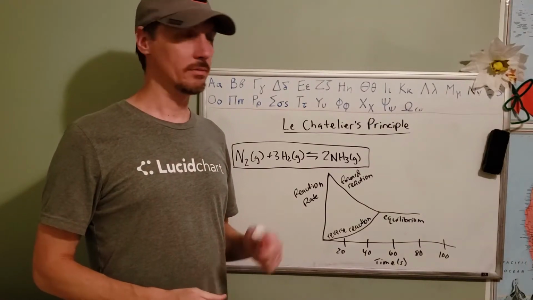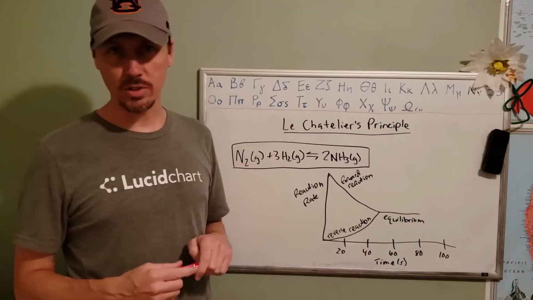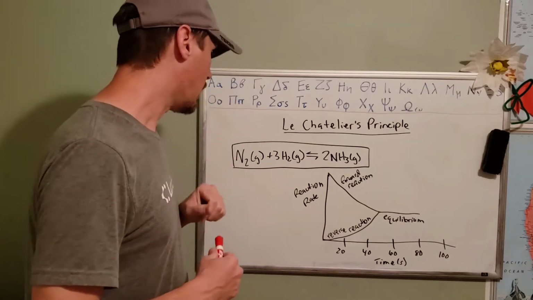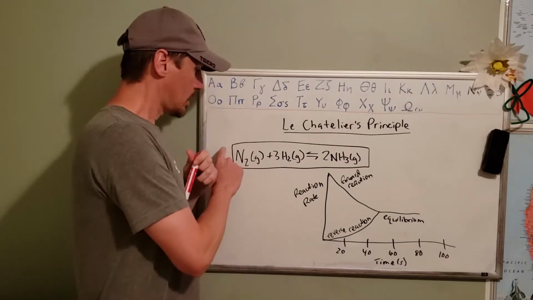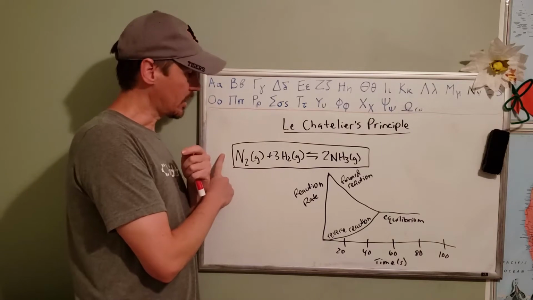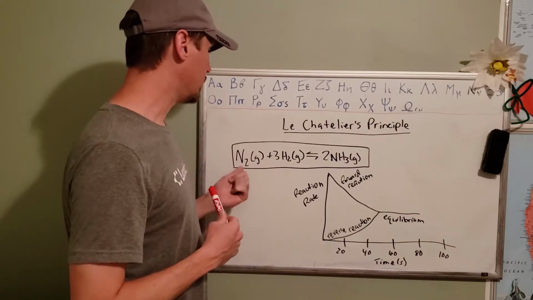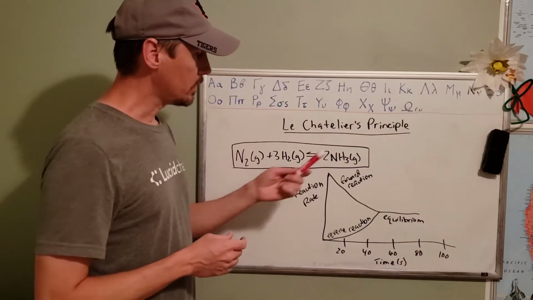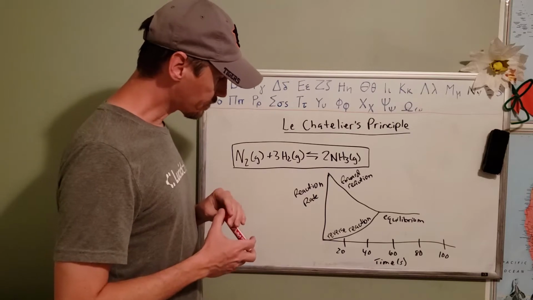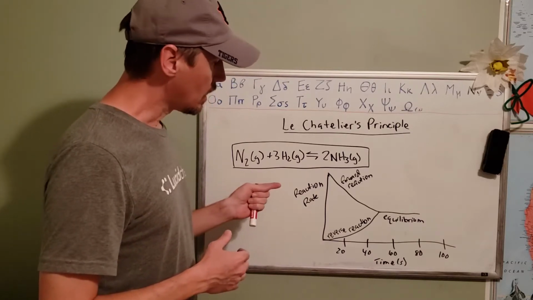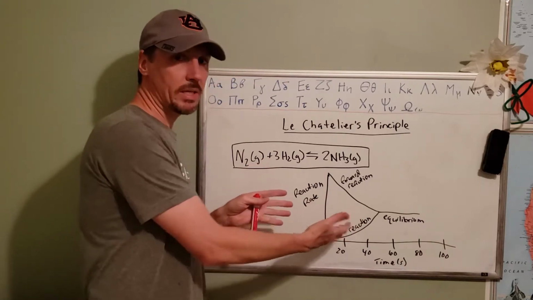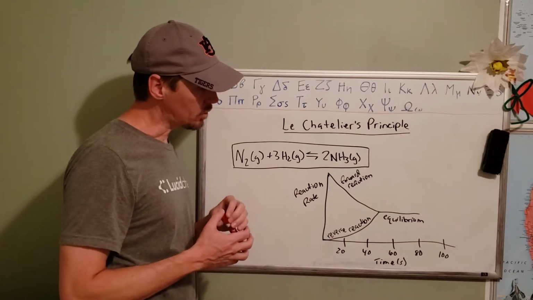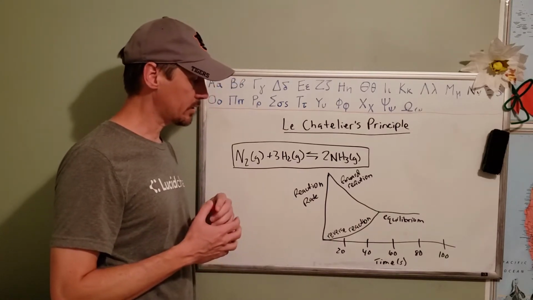Back to talk about Le Chatelier's principle today. Let's say we have an equilibrium reaction like this right here, N2 combined with H2 yields NH3, yields ammonia. And so this would be a typical graph for a reaction like this.